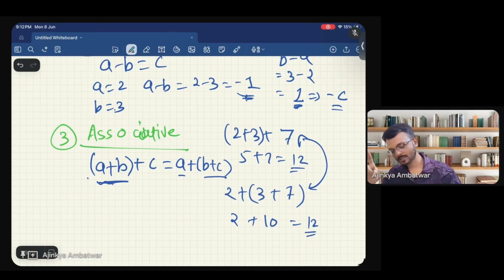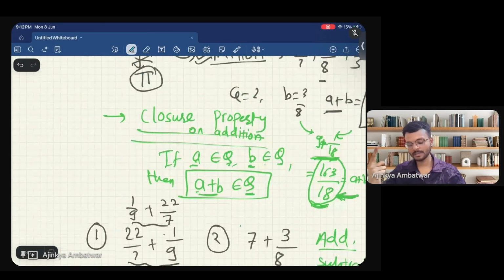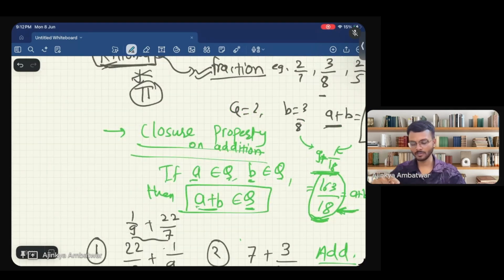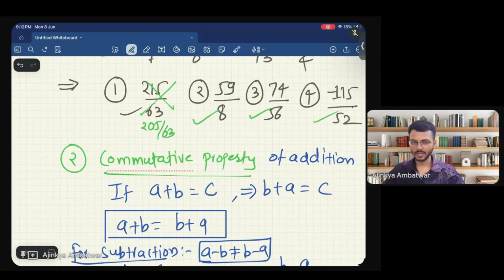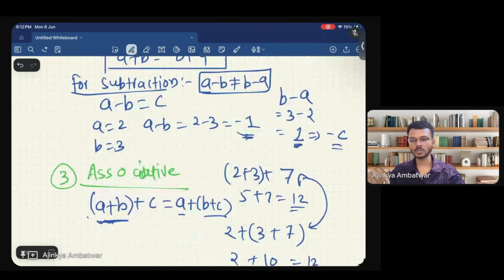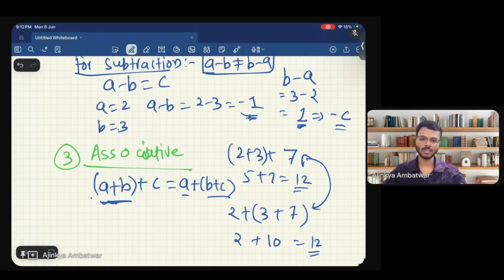Is it making sense? Three laws are done. Closure, A plus B belongs to Q. Commutative, A plus B is B plus A, both are same. And associative, A plus B plus C is A plus B plus C.